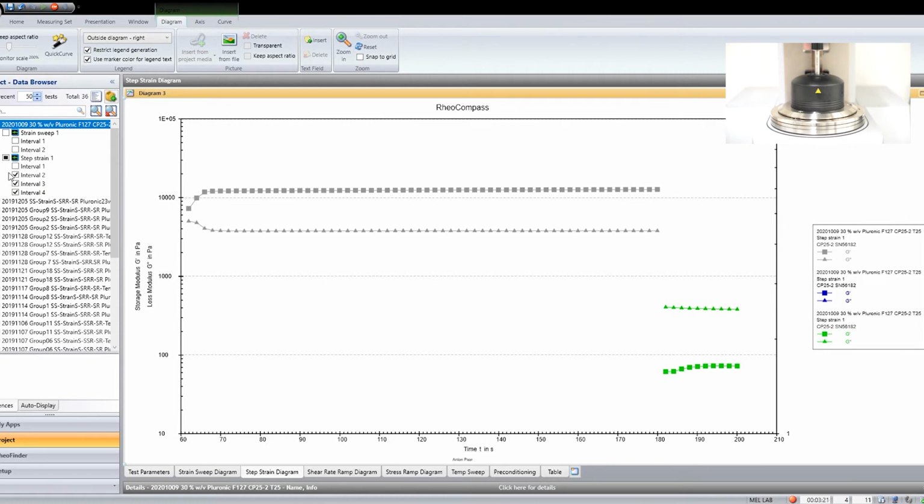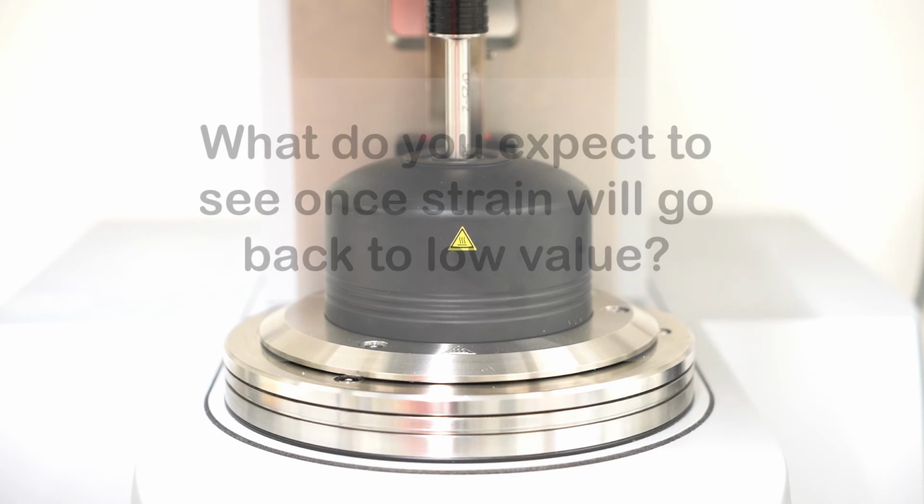We see two changes in the material. First of all, there is a significant drop in both moduli. In addition to that, they are reversed in position. You could think about why we see such results. In the next interval, the strain will go back to a low value. What do you expect to see? Is the gel network broken irreversibly, or can it recover part of its integrity? Sketch your prediction.